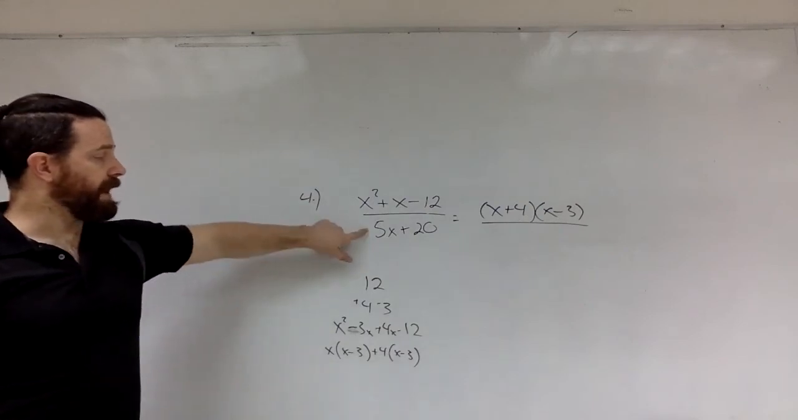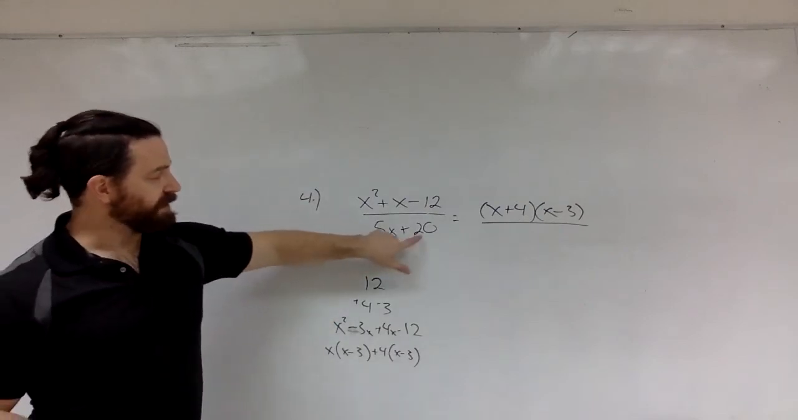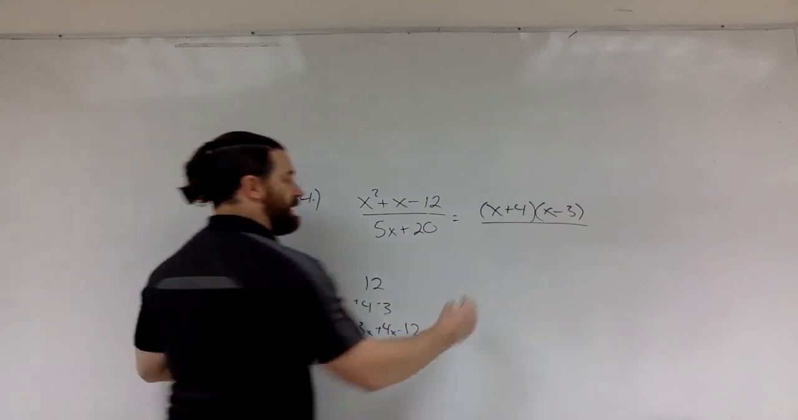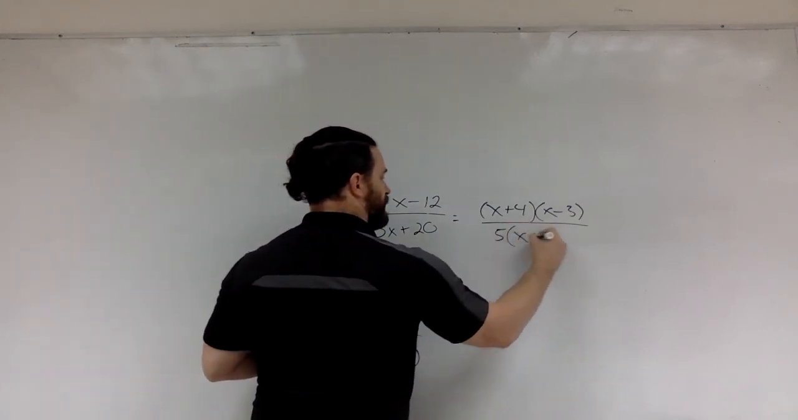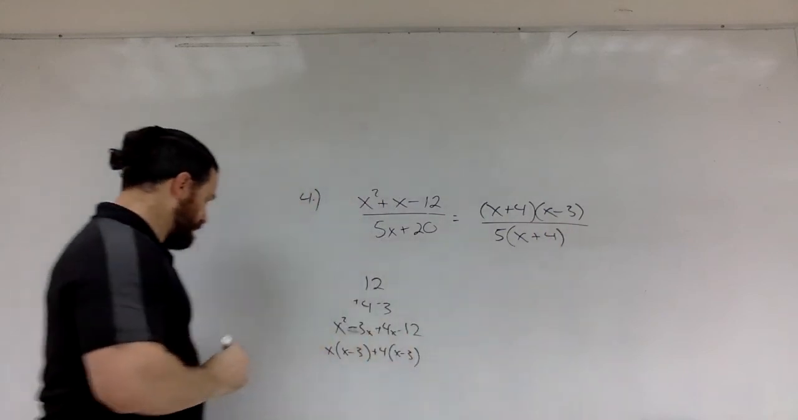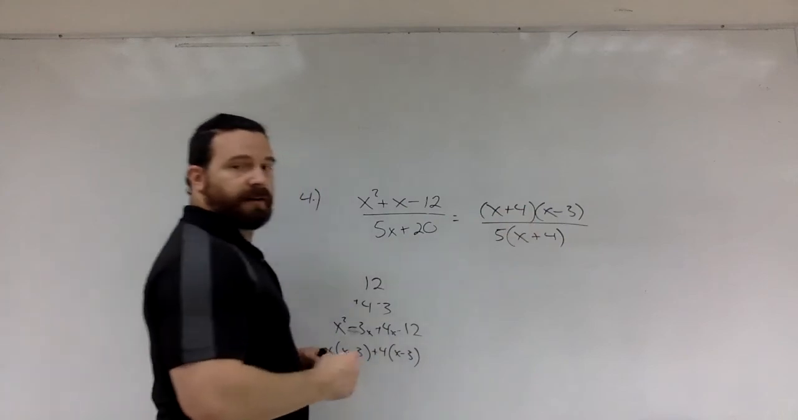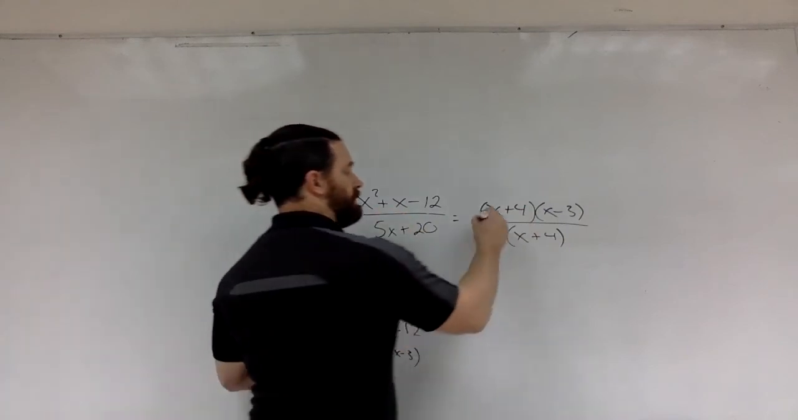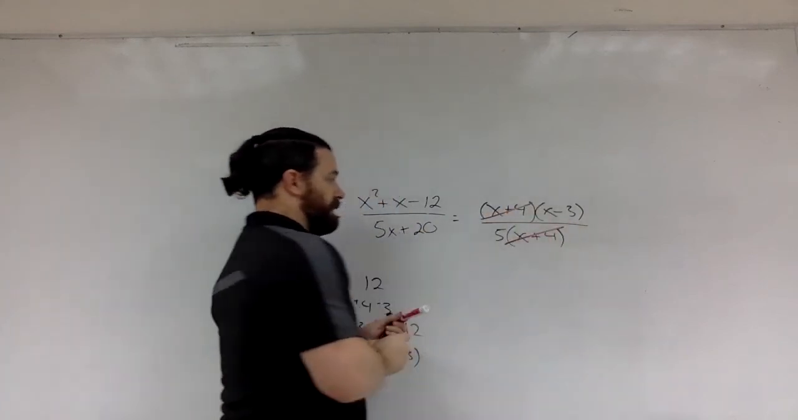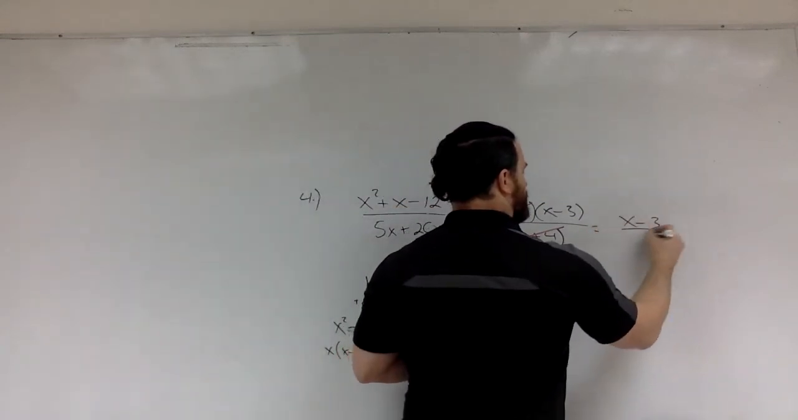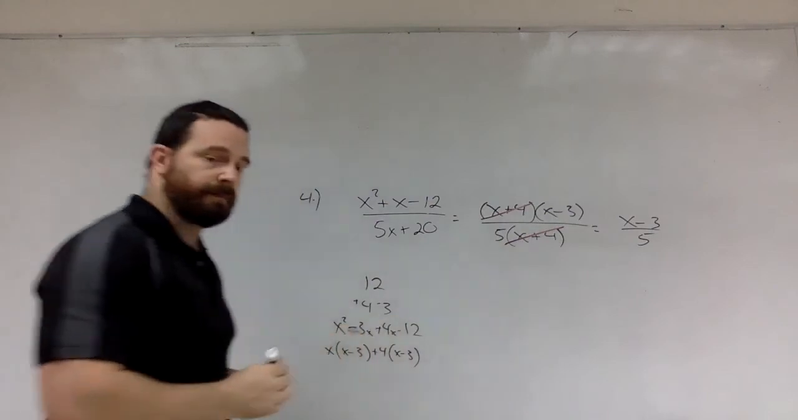And then on the bottom, we have a 5x plus 20. So I can take a 5 out of each of these. So if I take out the 5, that gives me x plus 4. So now I can see that I have two binomials that are going to cancel out. So cancel that, and I'm only left with x minus 3 over 5.